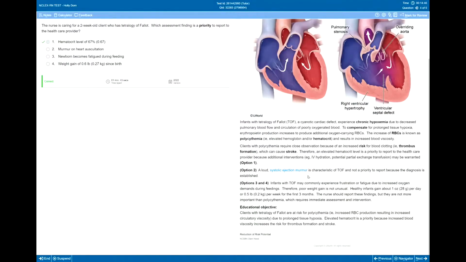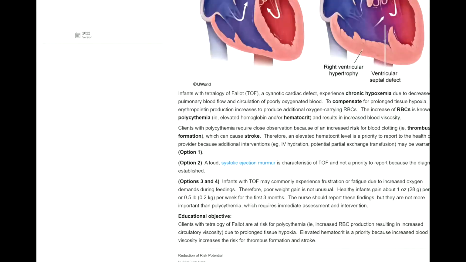Looking at options 3 and 4, feedings increase our oxygen demand, and that makes this infant quickly frustrated and tired, which in turn leads to poor weight gain. So let me zoom back for you.